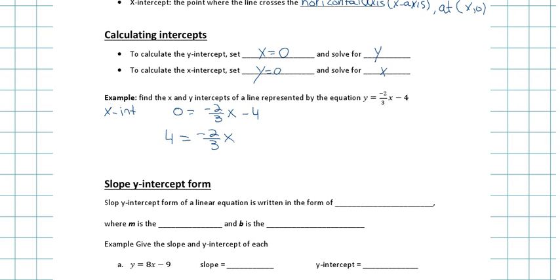Okay? X, I want it to stay on this side. Okay? I have division by 3. If I want to bring the division by 3 over, what does it become? Multiplication by 3. Right? So it's going to be 3 times 4. Now, 12 equals negative 2x. I'm going to write it, I'm going to bring it over here. 12 equals negative 2x. What's my last step?